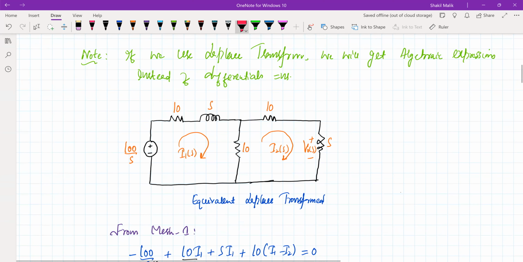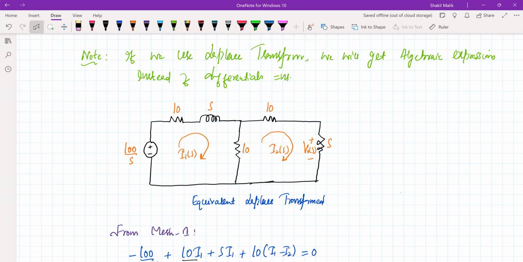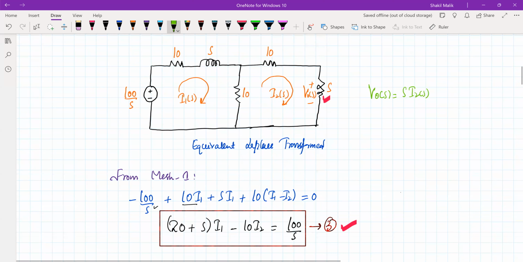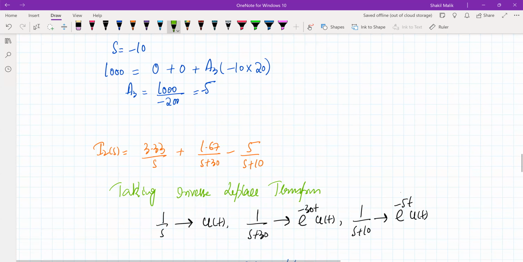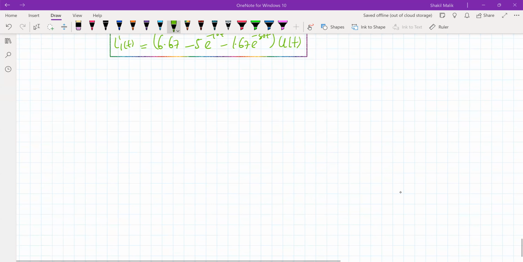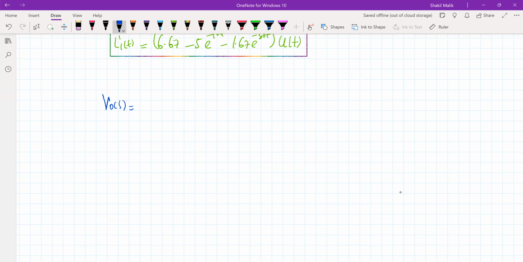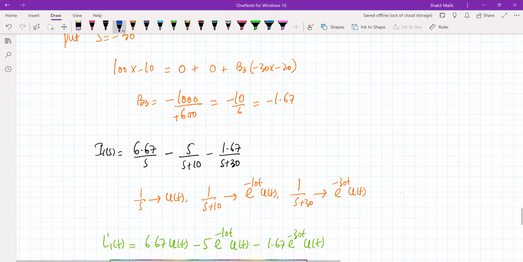We need to find the output voltage, which is V0 across this inductor. Now, if we see, V0 of S is simply this impedance multiplied by the current flowing through this impedance. So that means V0 of S is simply S times I2 of S. So we know the value of I2 of S. So substituting this here, what we'll get from this? So we'll say V0 of S is simply S times I2 of S. What is the value of I2 of S?